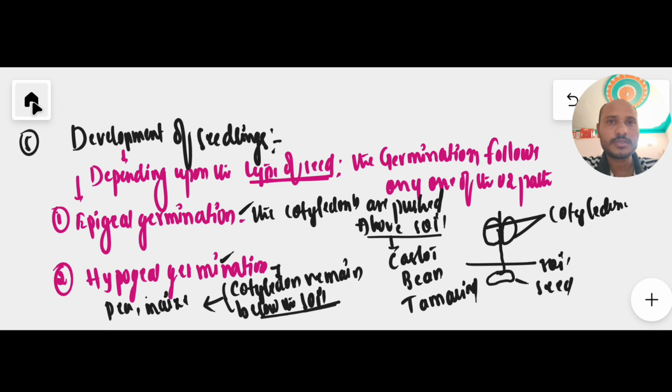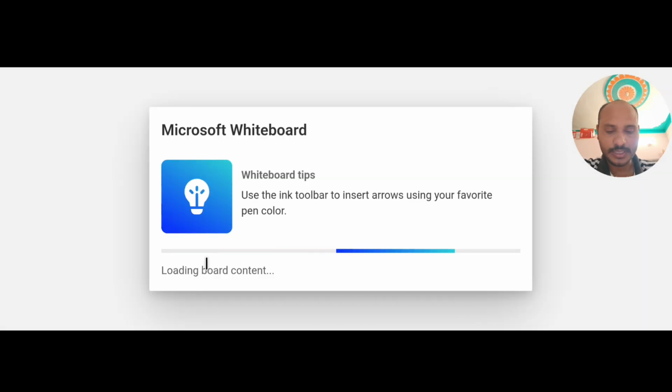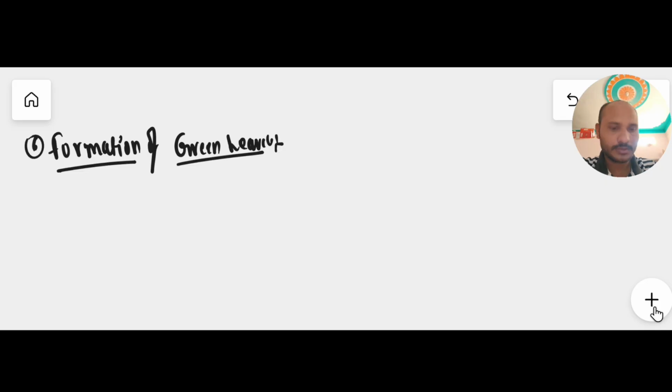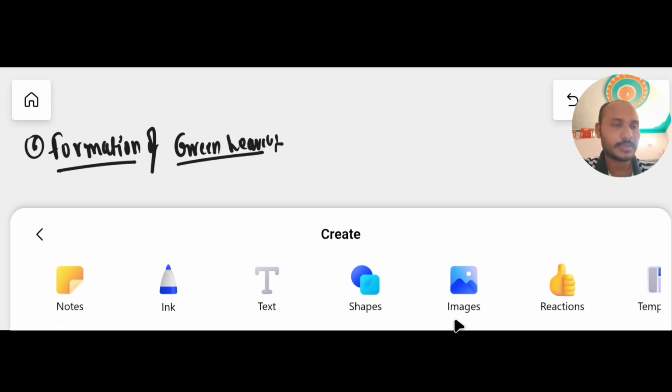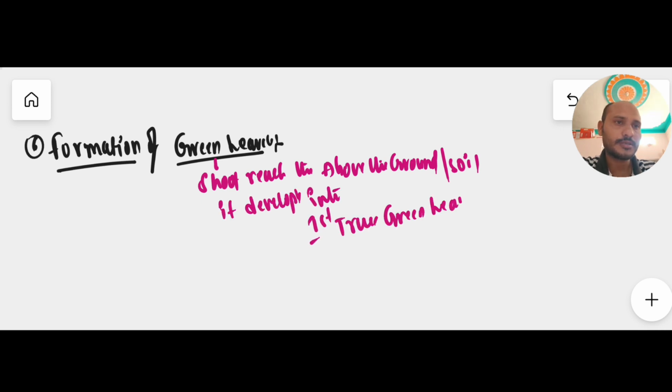Now we move on to the last, most important step, that is formation. After development of seedling, it undergoes formation of green leaves. Sixth step, formation of green leaves. As the shoot reaches above the ground, generally the shoot system develops above the ground and the root system develops below the ground or soil. As the shoot reaches above the soil, it develops into the first true green leaves.